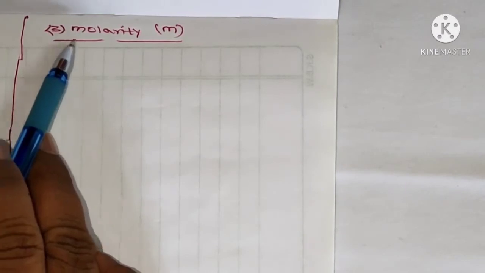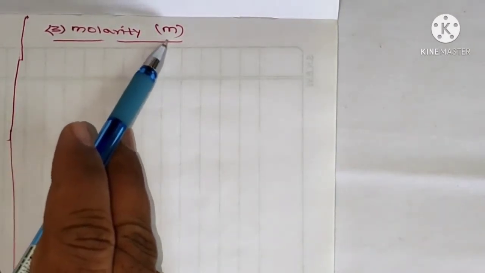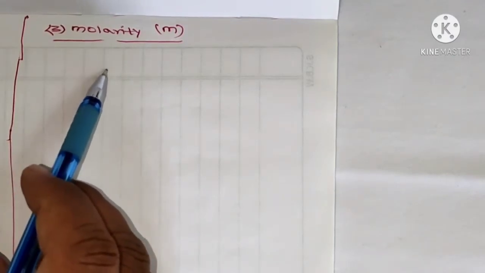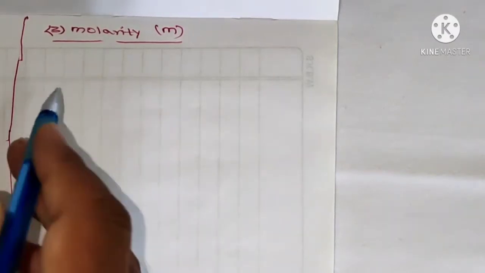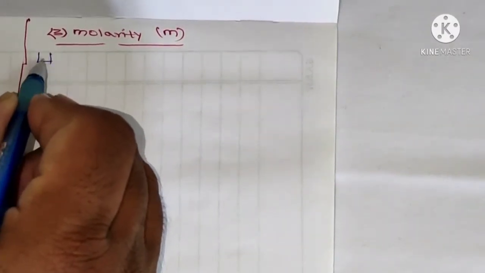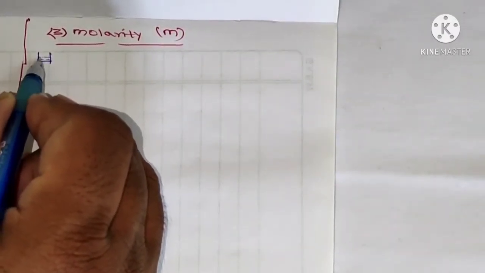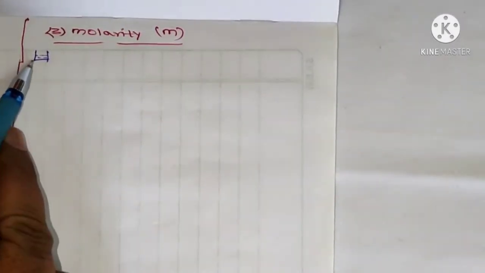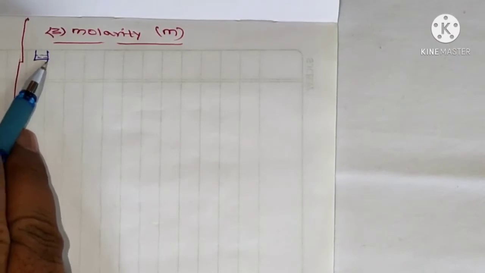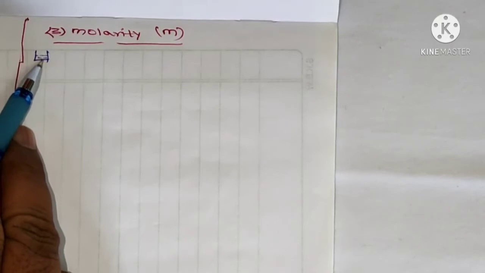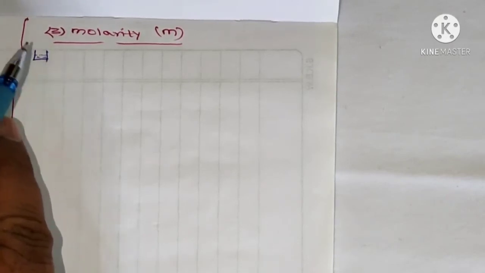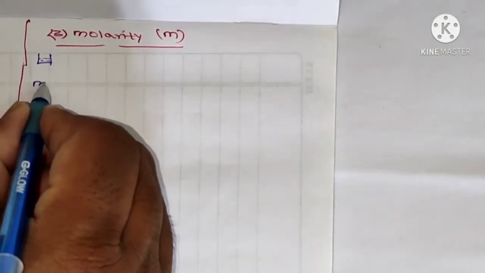Next, the third one, molarity, represented by capital M. The number of moles of solute dissolved in 1 liter of solution is called molarity. If I take a beaker and take 1 liter of solution in that beaker, then the number of moles of solute dissolved in 1 liter of solution is called molarity.